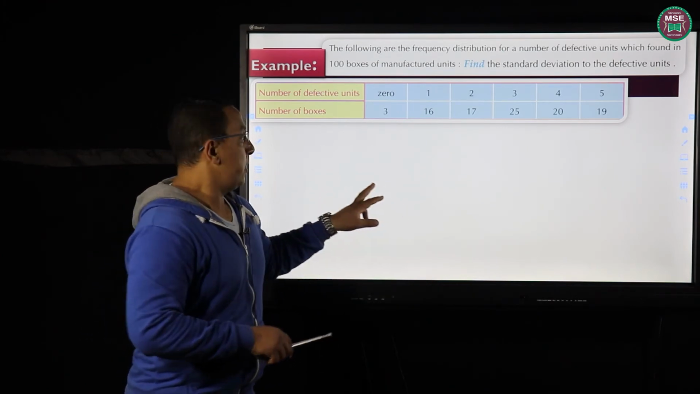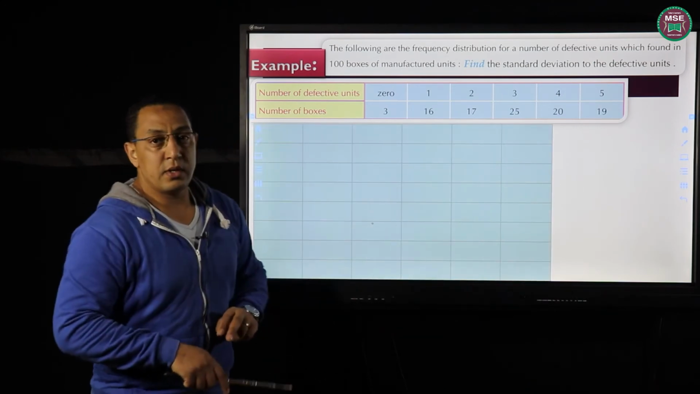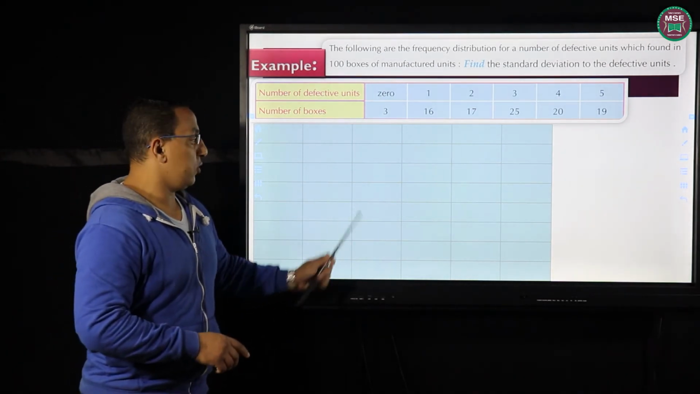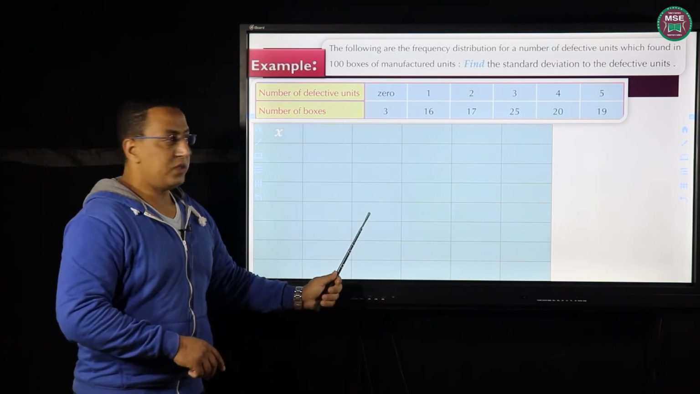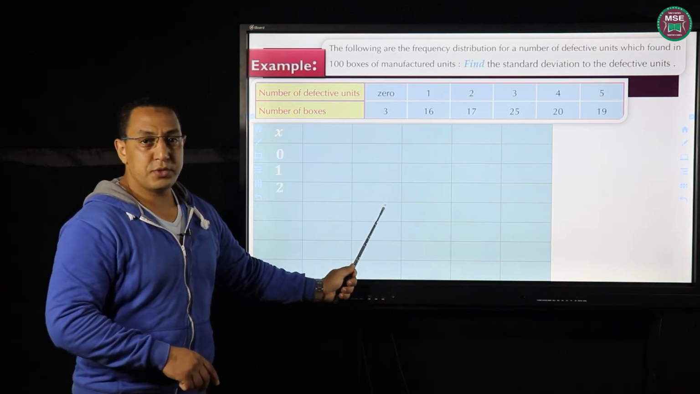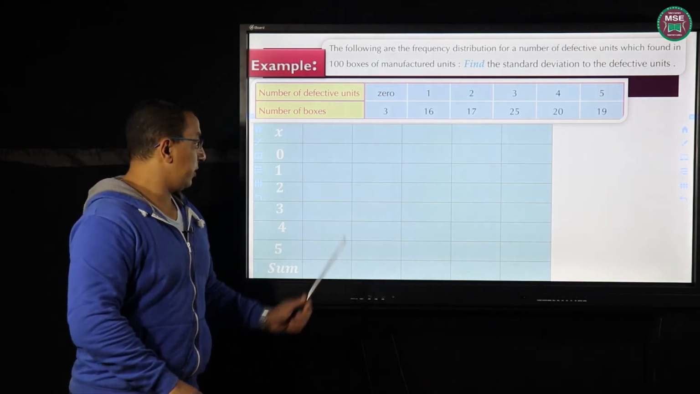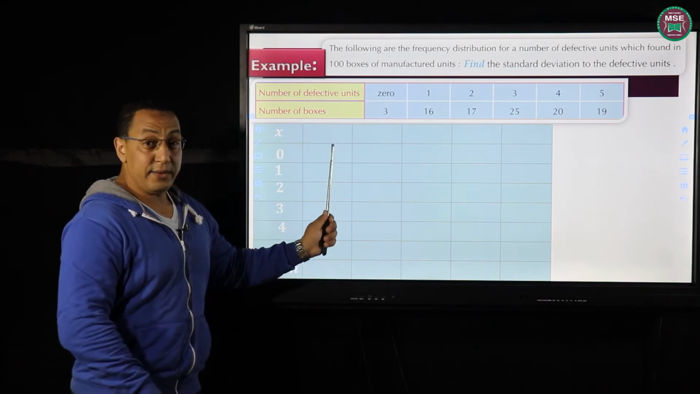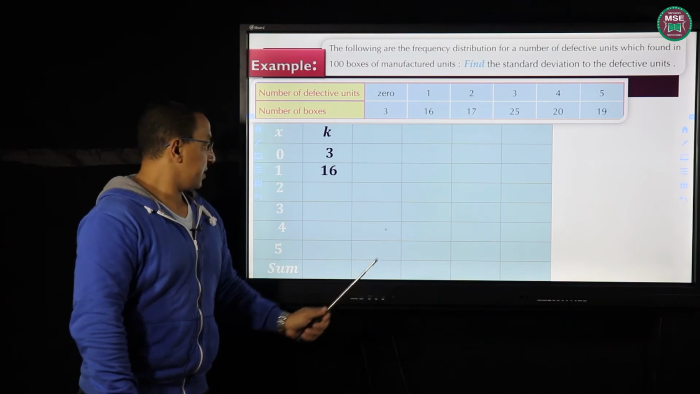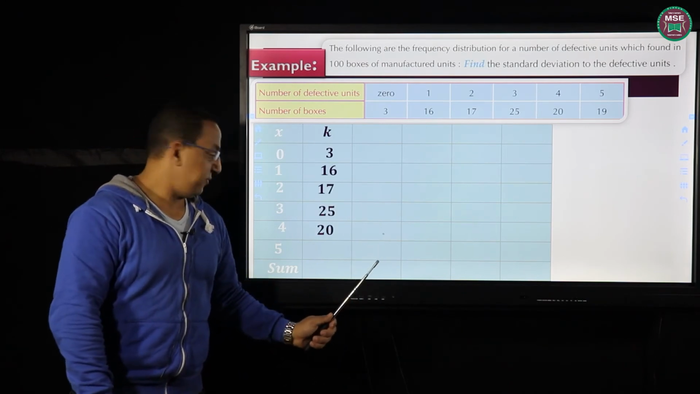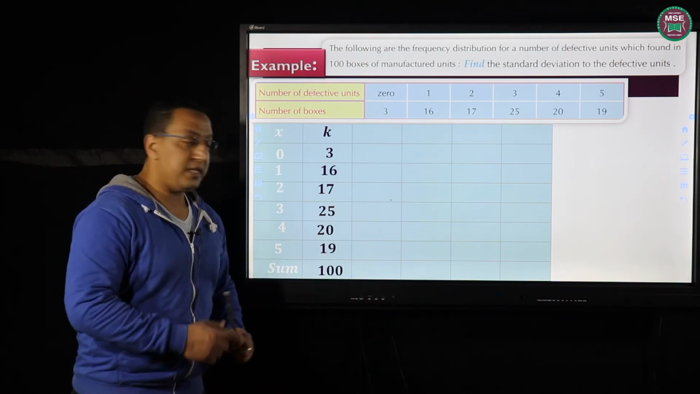So I will write a table formed from 6 columns like this. The first one is X, so here I will write X. X is the first row, which is 0, 1, 2, 3, 4, 5. The second row is K. I'm going to write 3, 16, 17, 25, 20, and finally I'm going to write the sum of them, which equals 100.